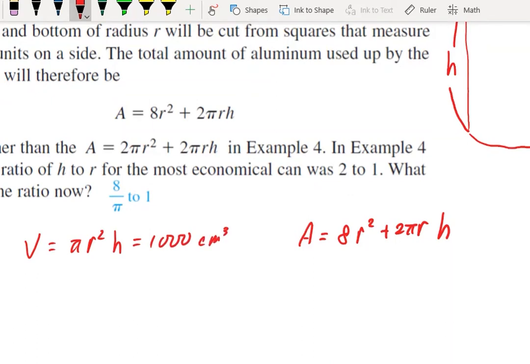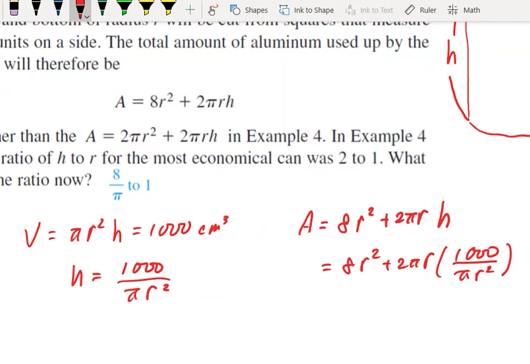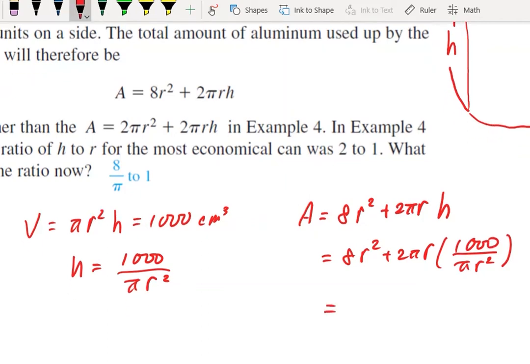Let's eliminate h. That sure looks easier. So h is equal to 1000 over pi r squared. Say yes. And let's plug it in here. So we have 8r squared plus 2 pi r times 1000 over pi r squared. Good. Okay, simplify.